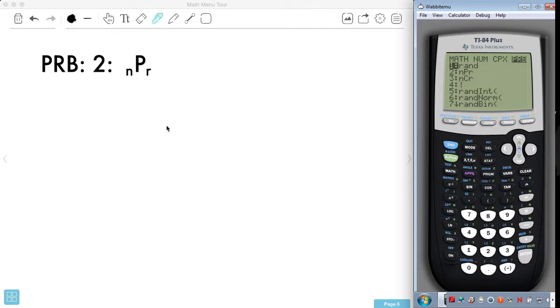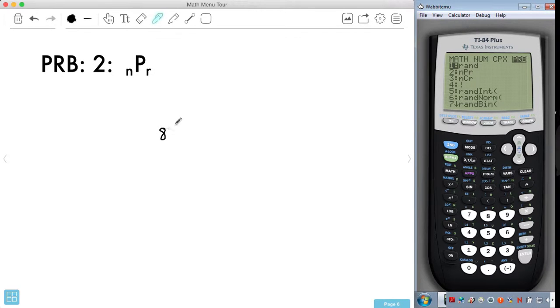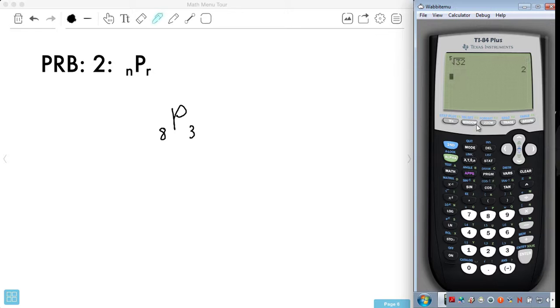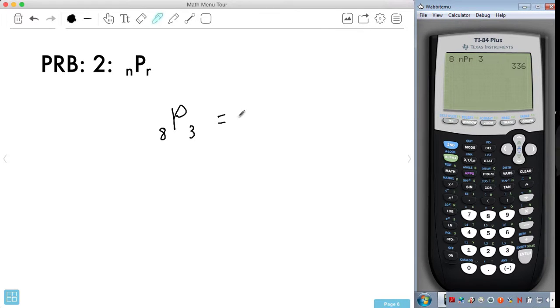NPR is a permutation. So if I want to calculate from 8 people in how many ways I can select 3 people to assign them into roles, that would be a permutation, and the notation would look like 8P3. So to type that into your calculator, again, you have to start with a clear screen. Type in 8 first, then go to Math, go to the probability menu, which you can sneak to by pressing the left arrow once. Pick option 2, NPR. See the 8 has been put in before your NPR. Put a 3 after and press Enter. And that gives you 336 permutations of 3 objects out of 8 objects.